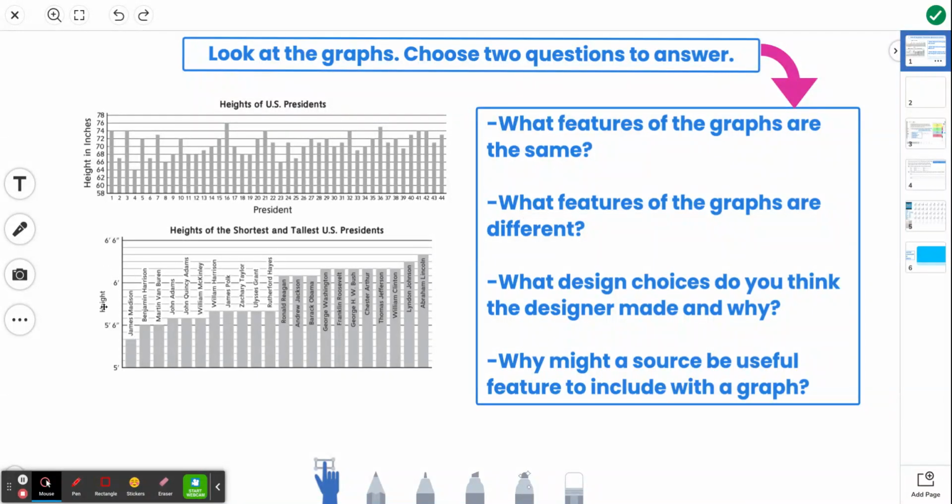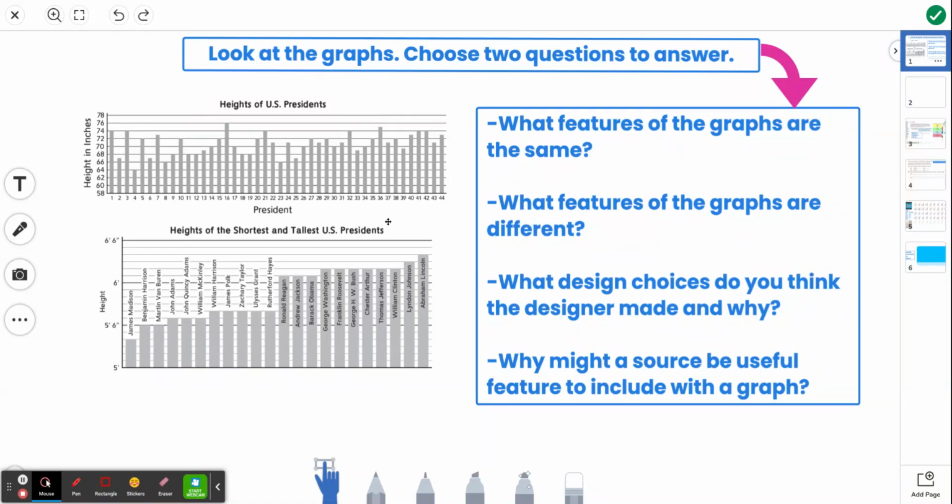So I also noticed that height is listed over here, and there's height listed on the top also. President is listed along the bottom. The bottom isn't labeled, but I know based on how the bars are laid out that this is also a president.